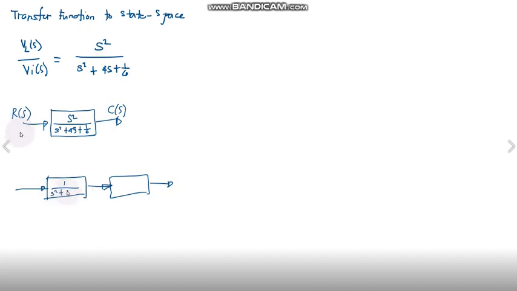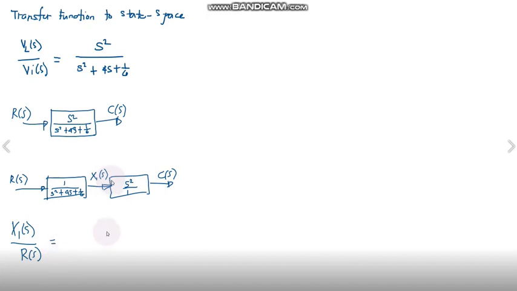To convert transfer function to state space, we need to separate the numerator and the denominator into two separate subsystems. And we will start with the denominator part. And so this system will be broken down into this. So 1 over s squared plus 4s plus 1 over 6, where the output we call X sub 1 of s, and the input is still the R(s).